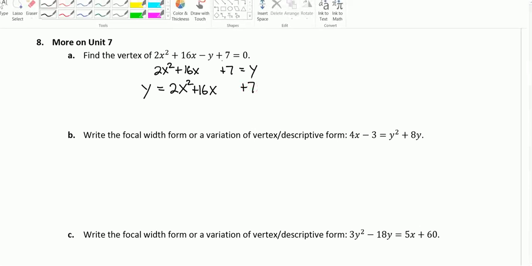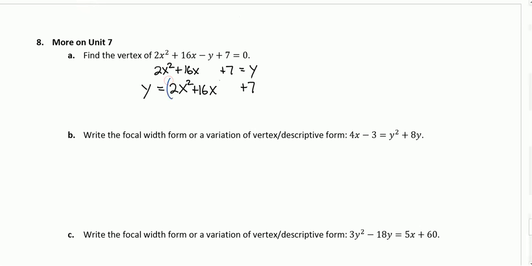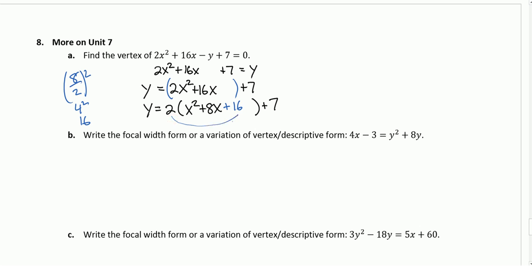And now we need to factor out a 2 from the part with the x. So we end up with y is equal to 2 times x squared plus 8x. Leave a little room to complete the square. Take the 8, cut it in half, and square it, which is 4 squared, or 16. That's what we want to add. But when you add 16, you're really adding 2 times 16, which is 32. So we need to compensate by subtracting 32.